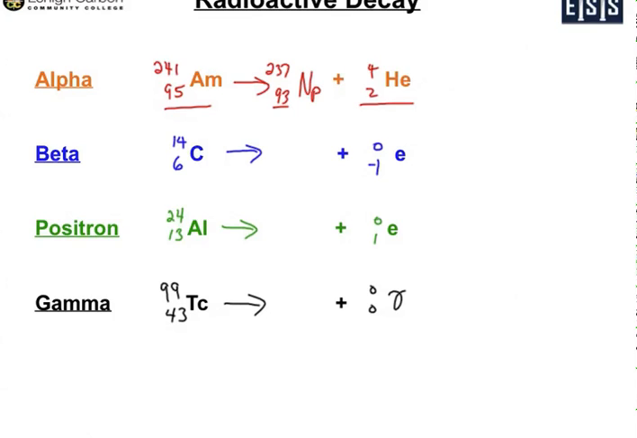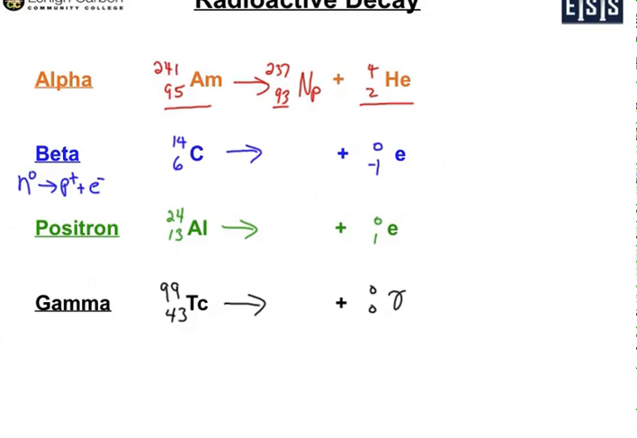Now when we go to a beta decay, in this case we're emitting an electron from the nucleus. What happens here is a neutron in the nucleus breaks up into a proton and an electron. So a neutron is going to degrade inside the nucleus of that atom, and the proton is going to remain in the nucleus, but it's going to emit from the nucleus an electron.